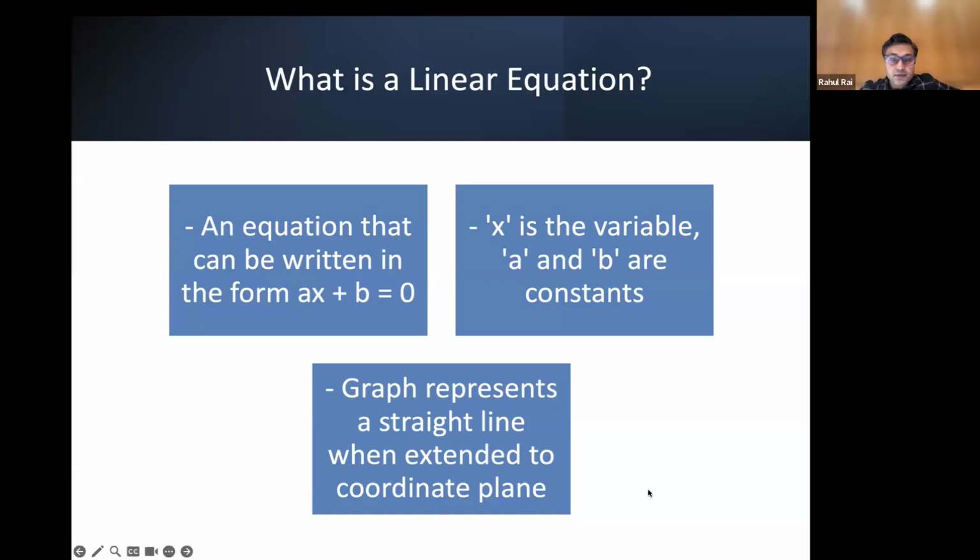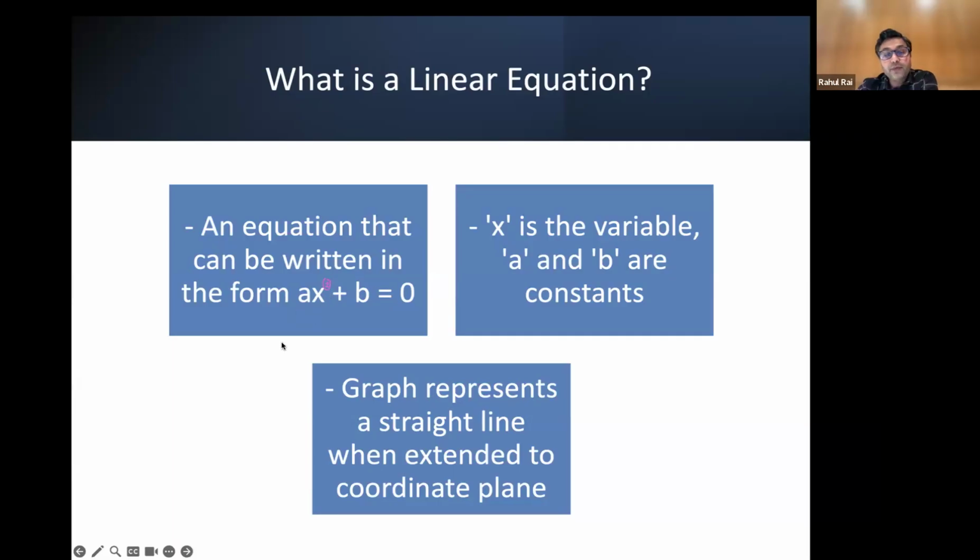So let's get started with this topic. What is a linear equation, and especially a linear equation in one variable? An equation that can be written in the form ax plus b equal to 0, where a and b are constants and x is the single variable in the equation, is known as a linear equation in one variable. The reason it is known as linear is that the power of x is 1.